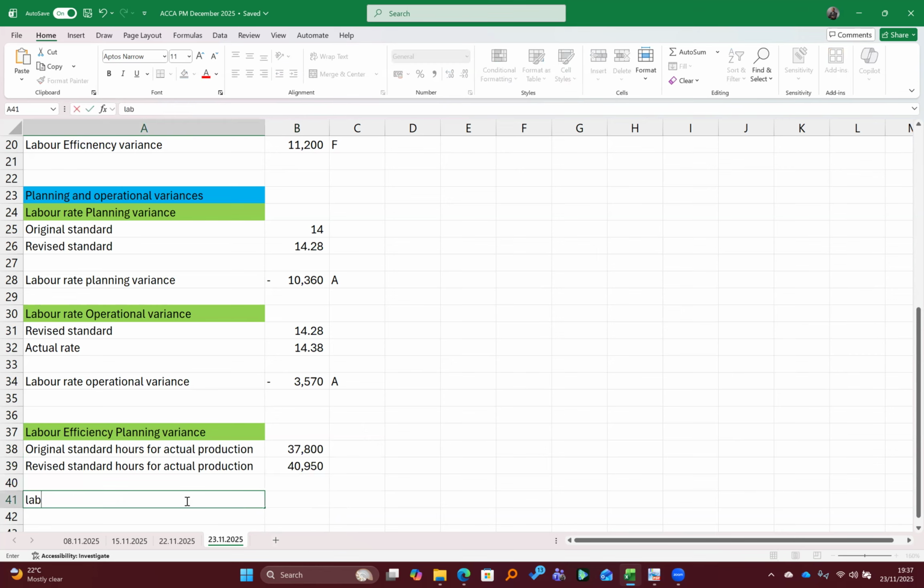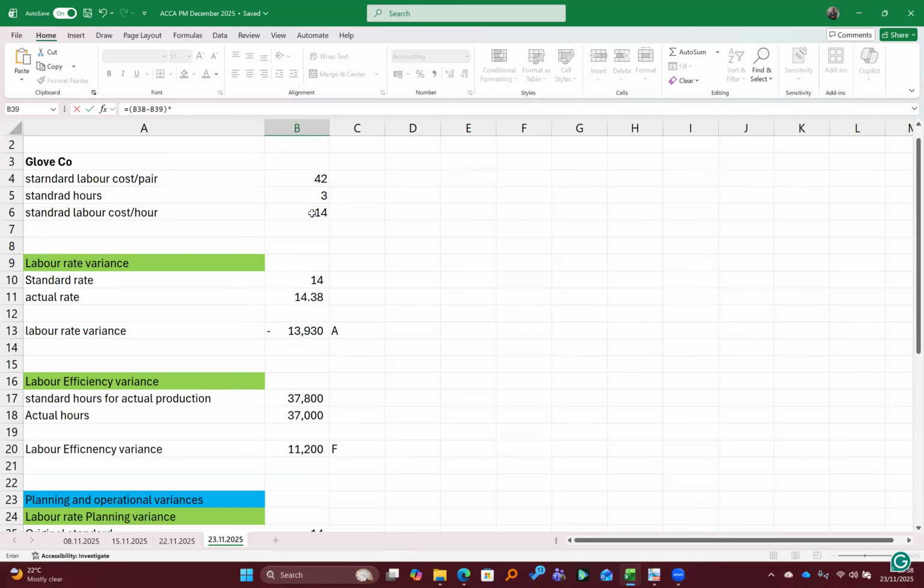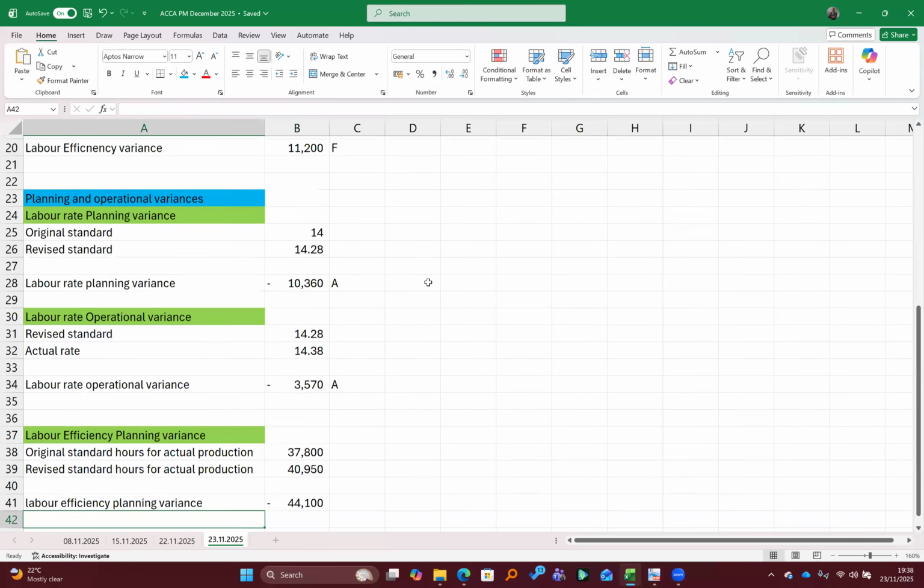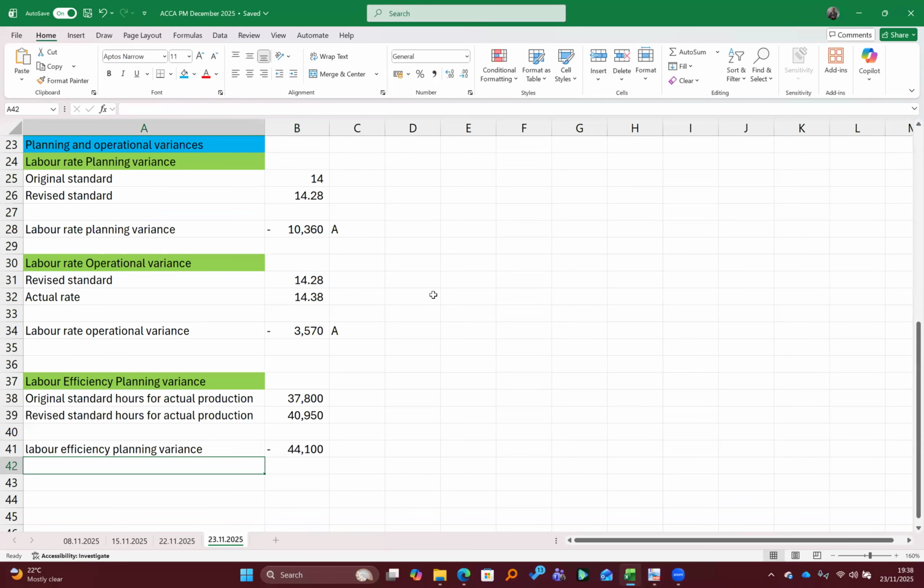the labor efficiency planning variance will be again these hours minus these hours multiplied by the standard rate per hour, which is 14. So which gives us 44,100, and it's adverse because the hours that are revised are more than the original that were planned.